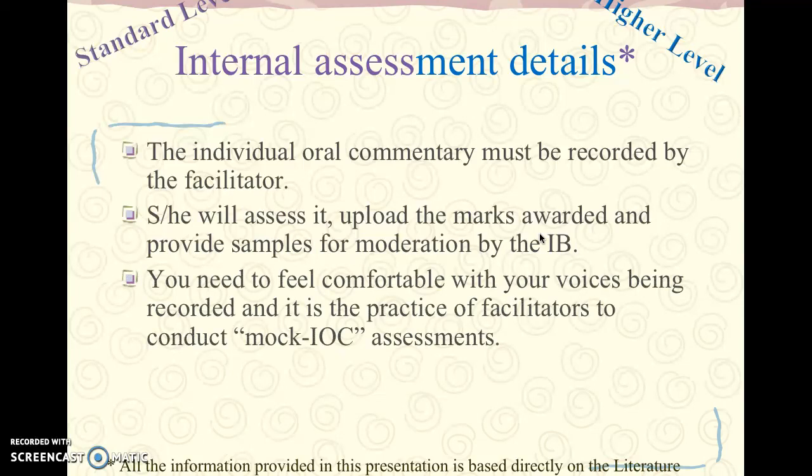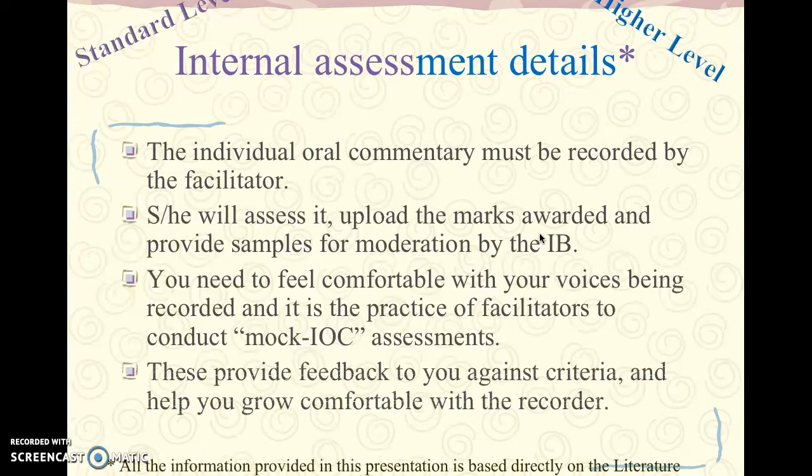You need to feel comfortable with your voices being recorded, and it is the practice of facilitators to therefore conduct mock IOC assessments. These provide feedback to you against criteria and help you grow comfortable with the recording.